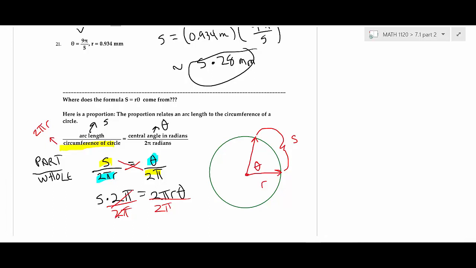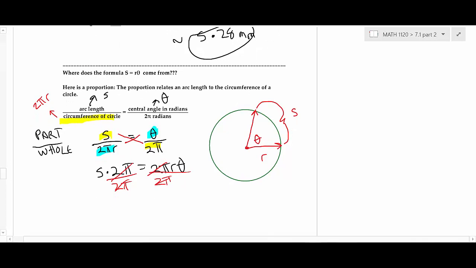Isn't that cool? That's how we figure this out, okay? Just with a little bit of logic and a mathematical proportion. So again, you end up with S equals r theta. Okay, that's where that formula comes from. That's one way to derive that for students, okay? All right, is that sensible what I did? Tell me if that makes sense to you.